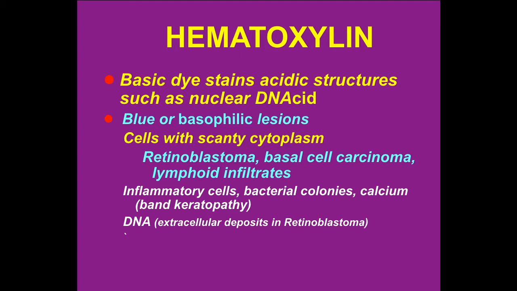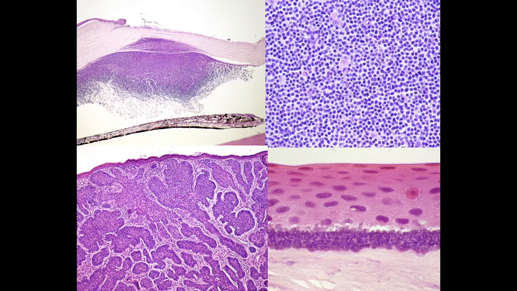It stains blue or basophilic lesions, cells with scant cytoplasm. Things that typically are basophilic or blue include retinoblastoma, basal cell carcinomas or lymphoid infiltrates. Inflammatory cells, bacterial colonies, and calcium in band keratopathy typically are also blue. Here at the top left is a hypopyon, lymphoma top right, basal cell carcinoma bottom left, and basophilic stippling of Bowman's layer in a patient with calcific band keratopathy.